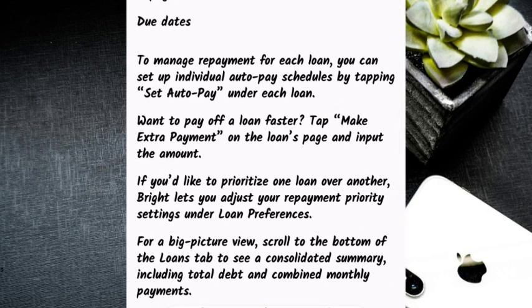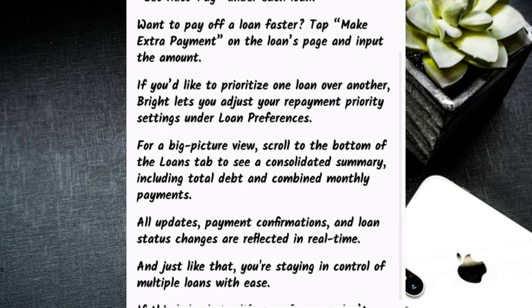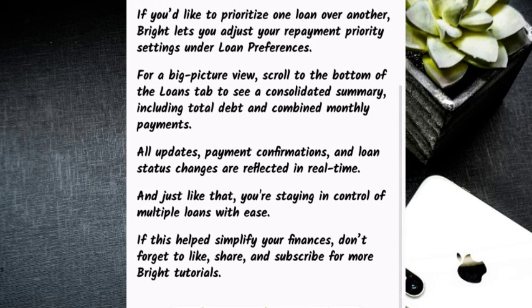If you'd like to prioritize one loan over another, Bright lets you adjust your repayment priority settings in the loan preferences. For a big picture view, scroll to the bottom of the loan tab to see a consolidated summary including total debts and combined monthly payments. All updates, payment confirmations, and loan status changes are reflected in real time.